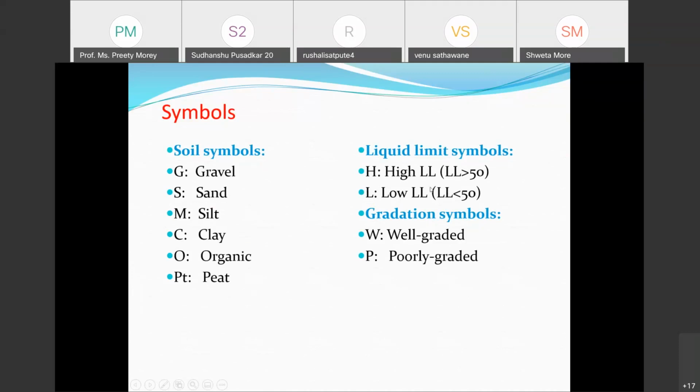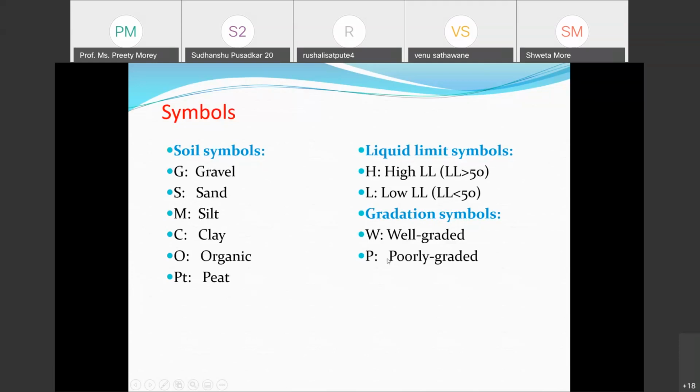So this H and L will be used only for fine-grained soil, silt and clay. For coarse-grained soils, we had seen how different graded soil particles are there. So well-graded soil will be represented by W, and poorly graded will be represented by P. Now we have to make combinations of the soil along with these different symbols. Suppose I say SW: S for sand, W for well graded. So it is indicating well graded sand.